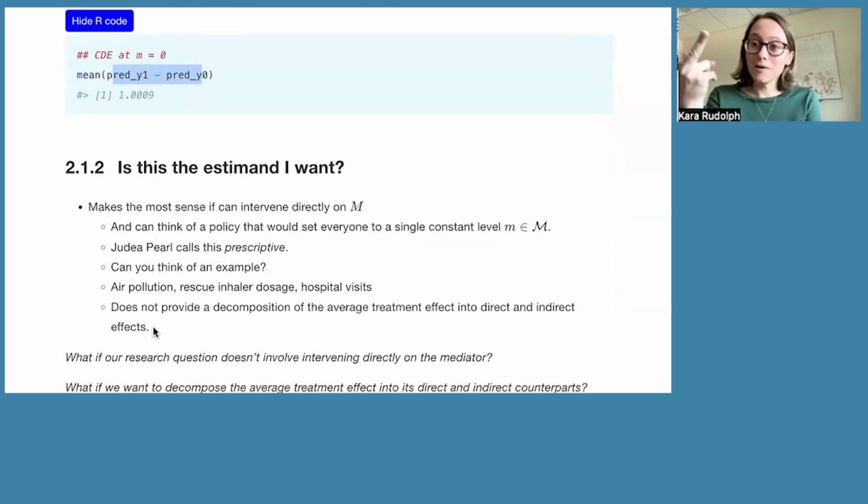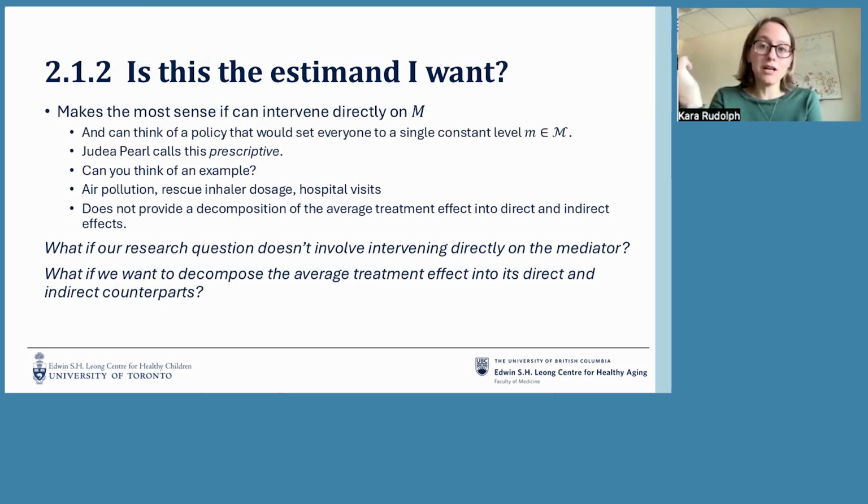So that's what the control direct effect is and how we do it. We also need to think about number 3, is this the actual causal mediation estimand that we want? It makes the most sense if we can intervene directly on M. And in thinking through whether I can intervene directly on M, we can think about whether there exists a policy or a hypothetical policy that would set everybody to a single constant value of M. I think that's pretty hard.